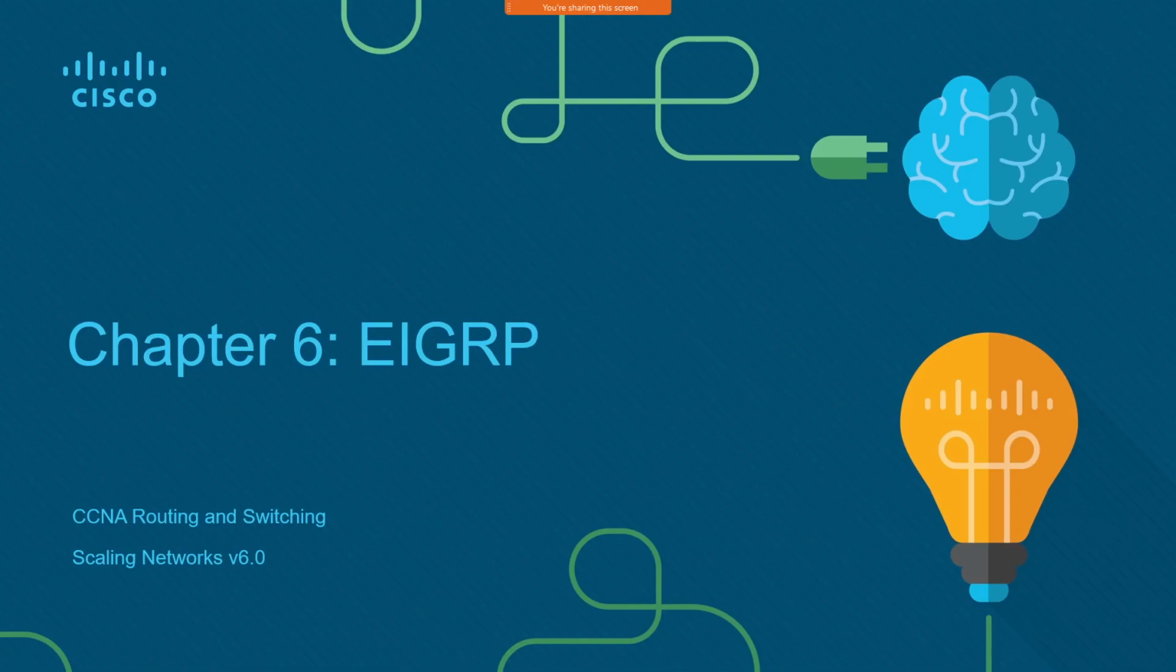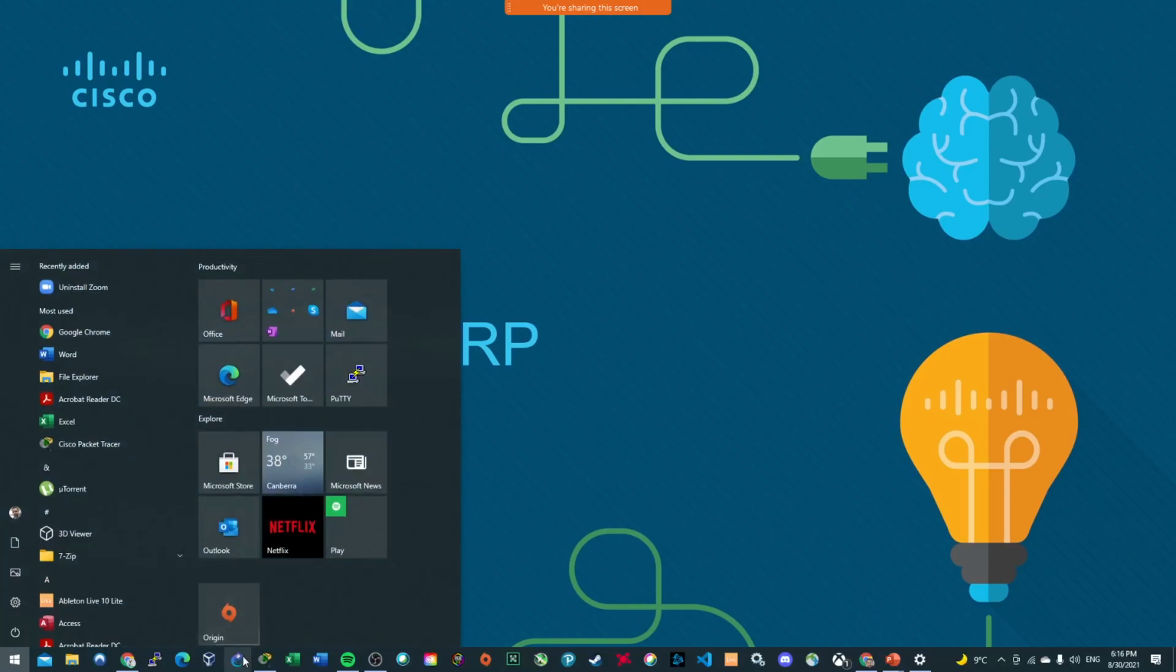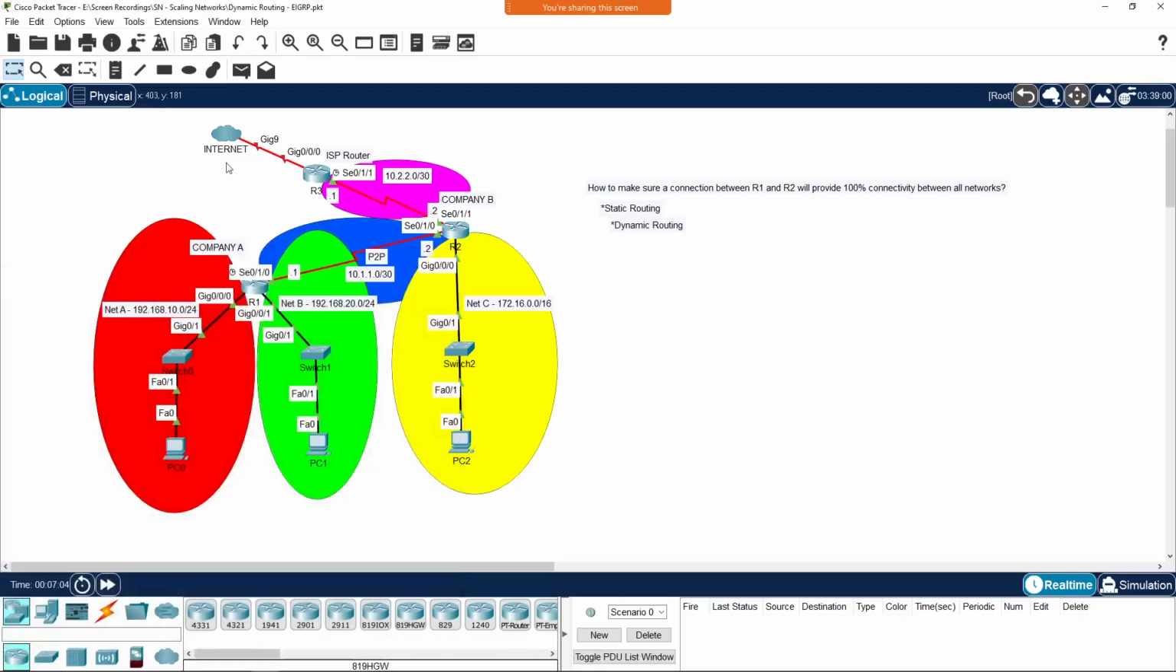Now, before we start discussing EIGRP, let's have a look at what we did last week, just as a quick review. Last week, if you remember, we designed a simple network topology. We had a few routers, a few switches. We also had a few networks as well. Every single one of these circles with different colors is basically a different network.